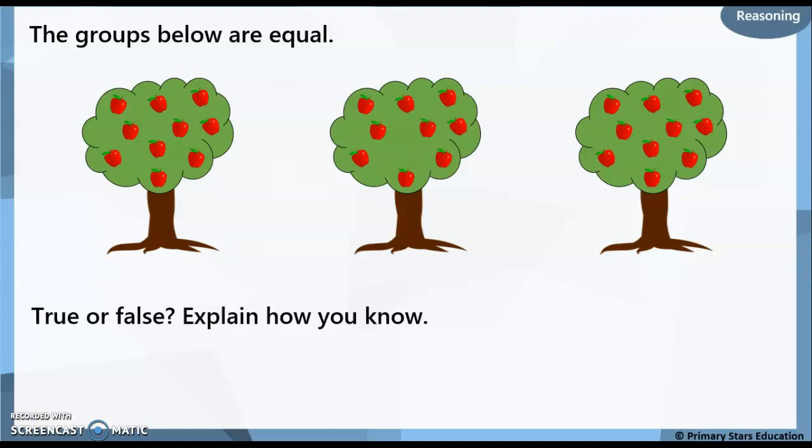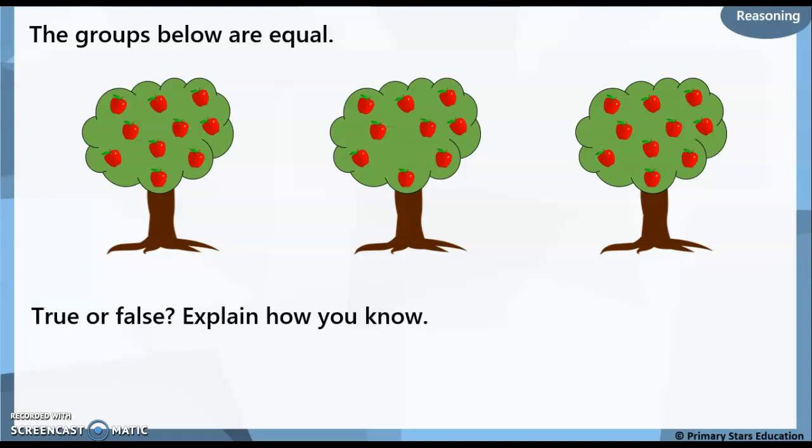Here we have a question here, and rather than thinking about just writing numbers, it's asking you to provide a sentence or an answer explaining how you know something. So it says the groups below are equal. True or false? Explain how you know. So we need to decide if all of those trees are equal. So we need to work it out.